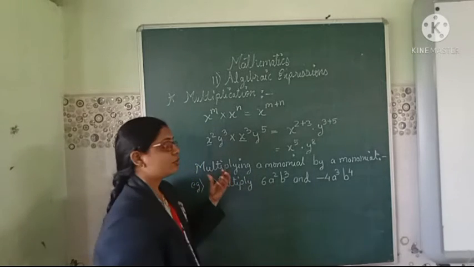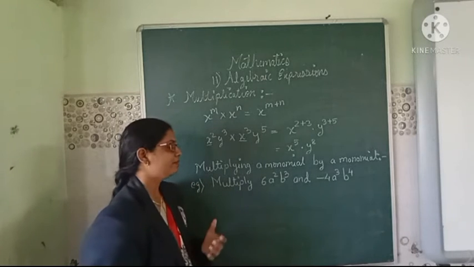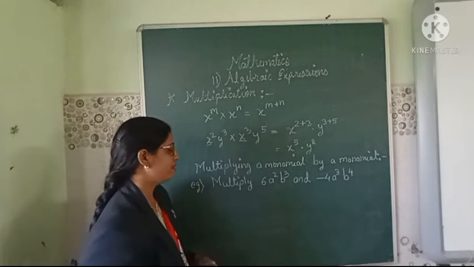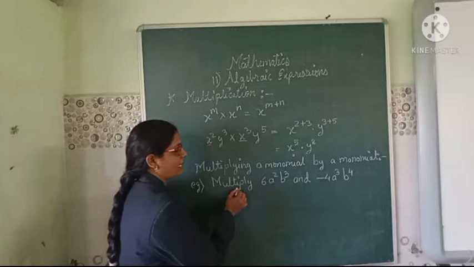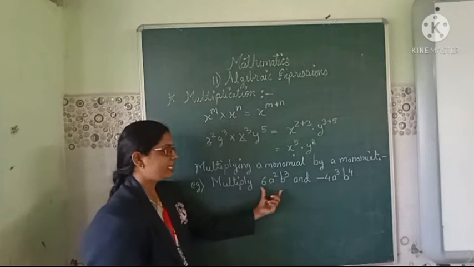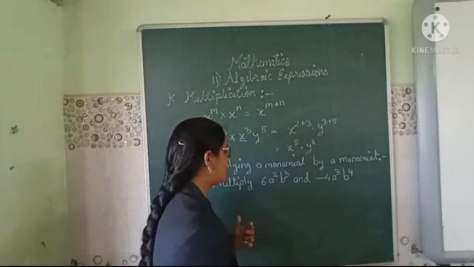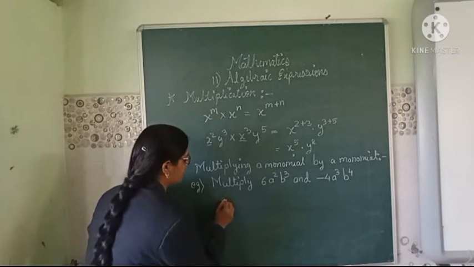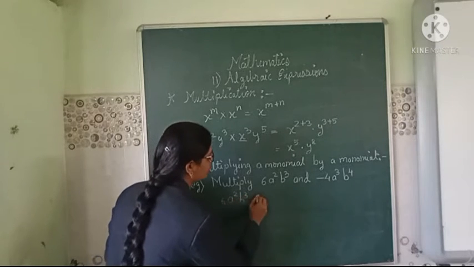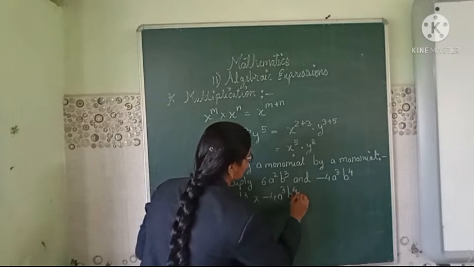Next, we will see how to multiply monomials. We will see it one by one. When we are multiplying a monomial with a monomial, what answer we get, that we will see. The example is: multiply 6a square b cube and negative 4a cube b raised to 4. You can see they are monomials, that means a single term is there. So how to multiply it? The expression will be written as 6a square b cube multiplied by negative 4a cube b raised to 4.